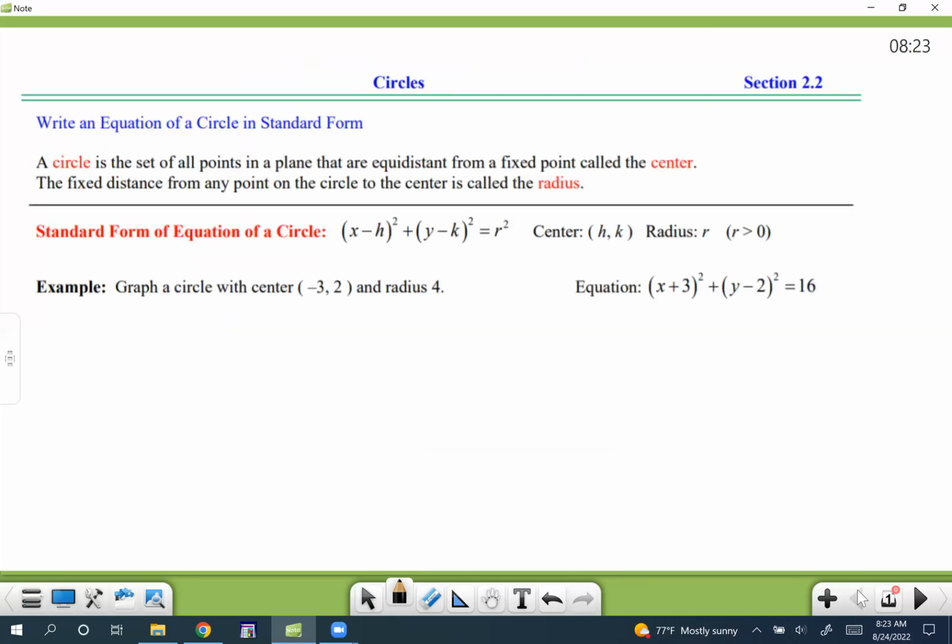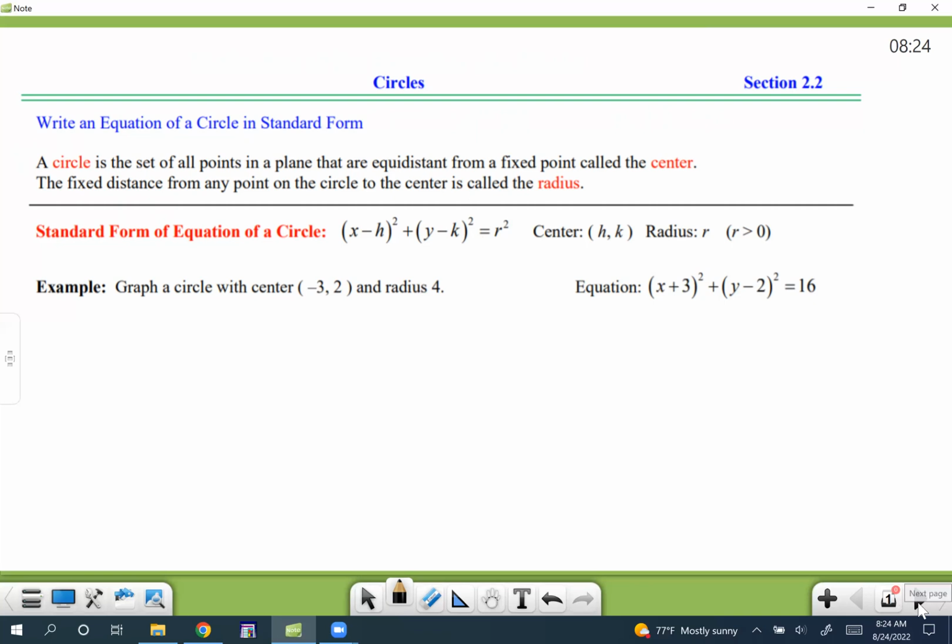Okay. So once we have something in that form, then it's really easy to go either way, to be given the center and the radius and to put it into an equation. When I put this -3 in, it has to become a +3. When I put this 2 in, it has to become a -2. And then since the right-hand side of the formula is r squared, I need to take the radius and square it. So 4 squared is 16. So there is our equation for this particular circle.